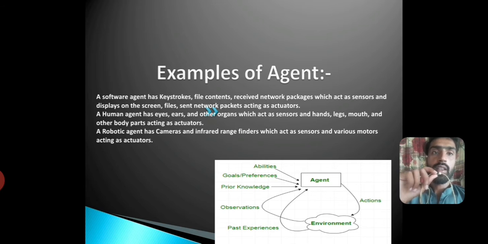Examples of agents: a software agent has keystrokes, file contents, and received network packets which act as sensors, and displays on the screen, files sent, and network packets acting as actuators. A human agent has eyes, ears, and other organs which act as sensors, and hands, legs, mouth, and other body parts acting as actuators. A robotic agent has cameras and infrared range finders which act as sensors and various motors acting as actuators.